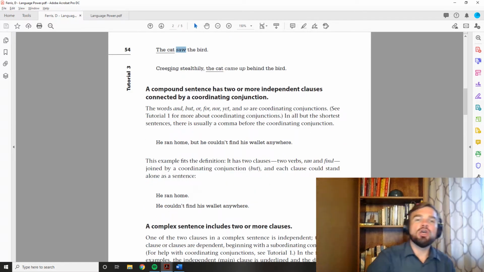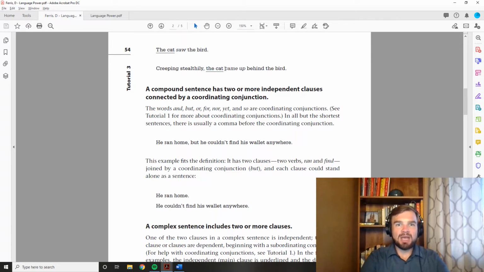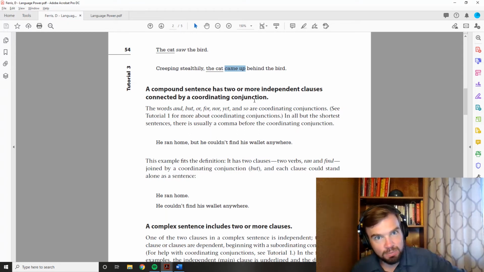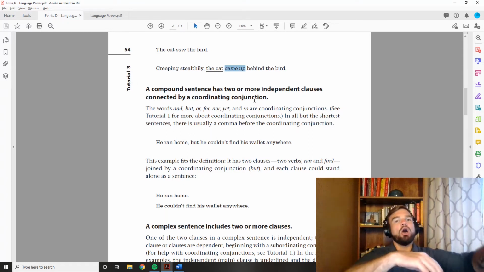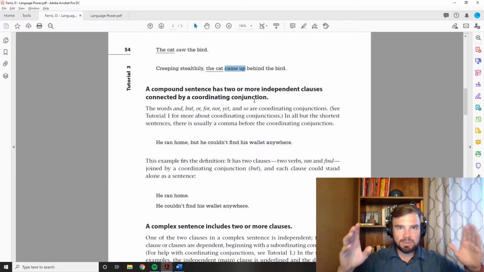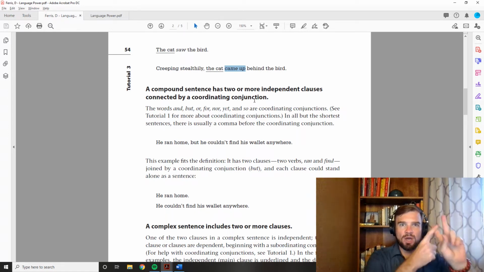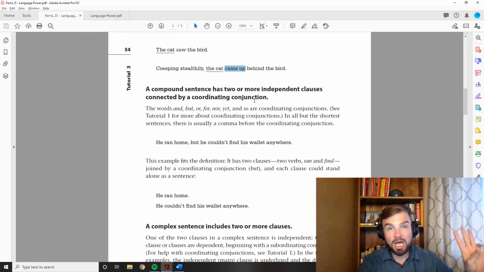Last sentence, creeping stealthily, the cat, noun phrase, came up, verb phrase, remember both words because it's a phrasal verb, came up behind the bird, right? All 3 of these sentences, simple sentences, 1 subject, 1 verb, independent clause, can stand alone. You got a simple sentence.